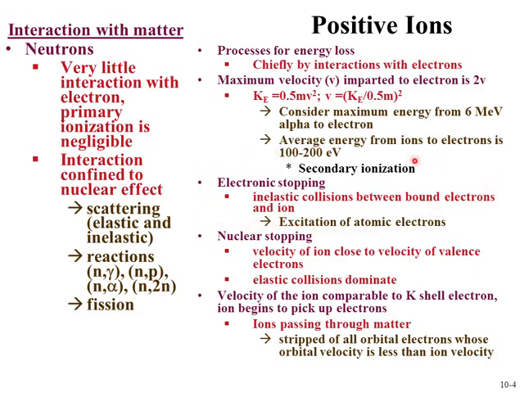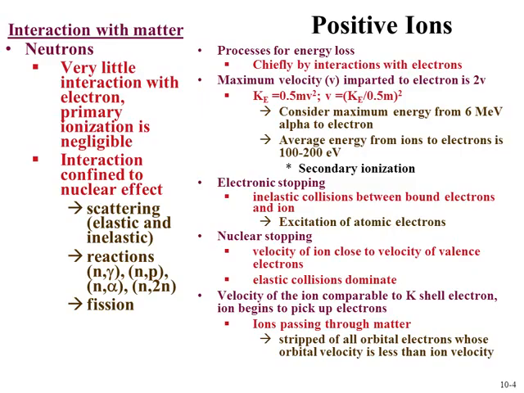Electronic stopping, which we've talked about already, are inelastic collisions between bound electrons and the ion. We can get an excitation of the atomic electrons from this reaction. And for nuclear stopping, when the velocity of the ion is close to the valence electrons, we can get elastic collisions. So that was these cases, electronic and nuclear stopping, that we discussed on the earlier slide.